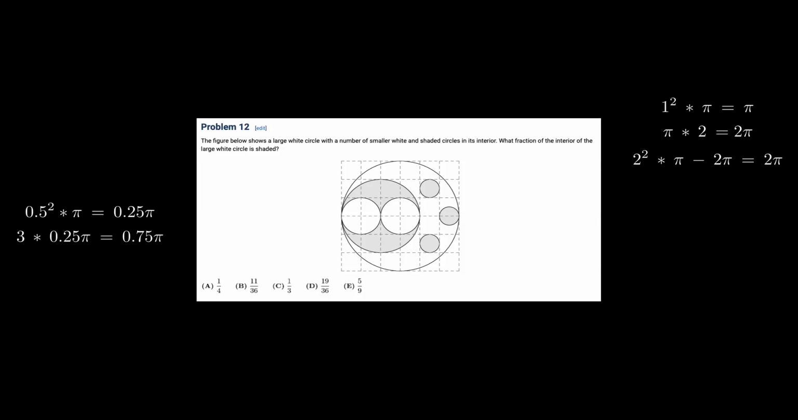Combining it with the other 3 small shaded circles, we can get a total shaded area of 2.75 pi square units. The whole big circle with radius 3 has an area of 3 squared times pi, or 9 pi square units. And because we're trying to find what fraction of that circle is shaded, we can divide 2.75 pi by 9 pi. Multiplying both sides by 4 and canceling out the pi's gets us the fraction 11 over 36, which is our answer.